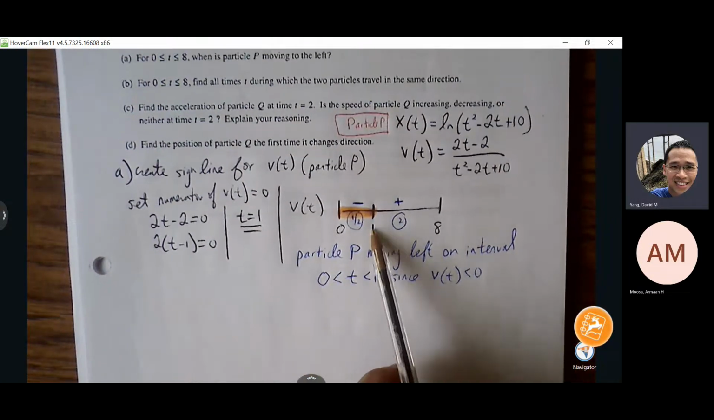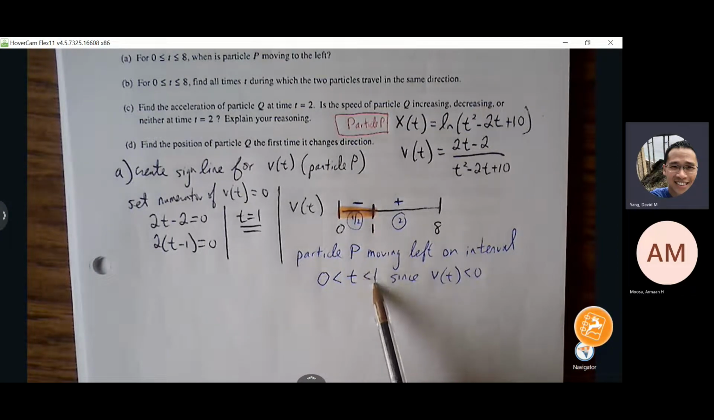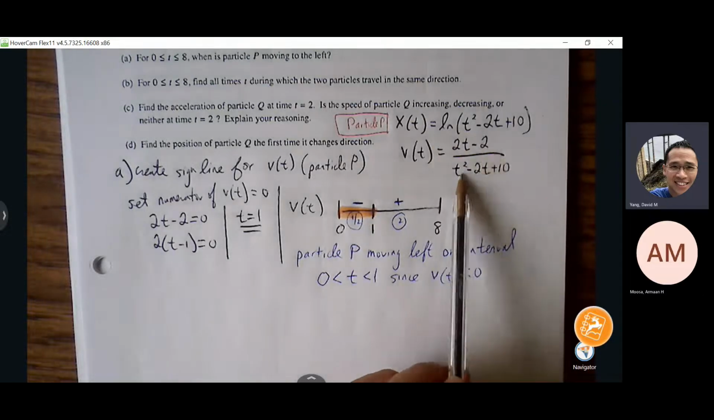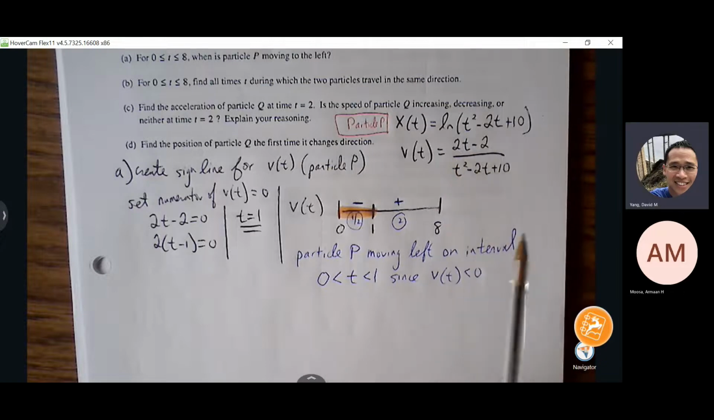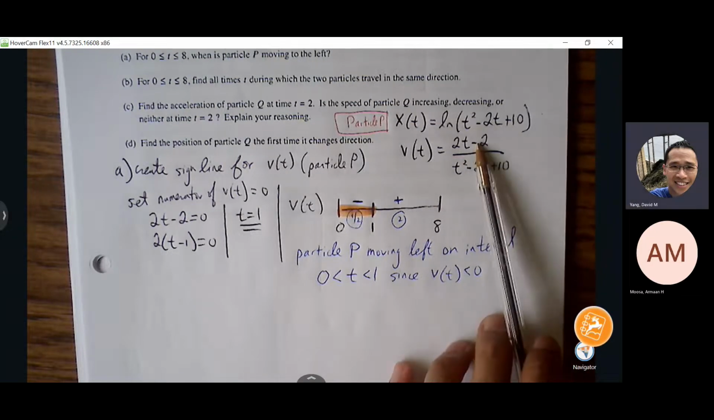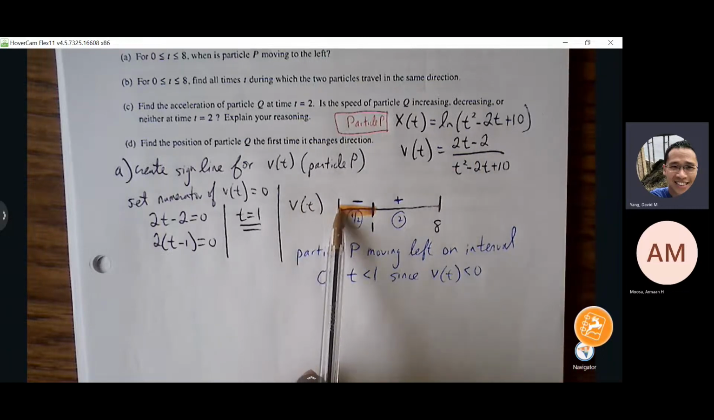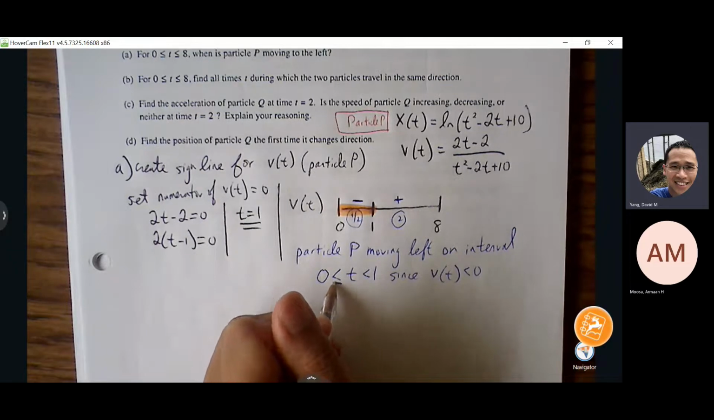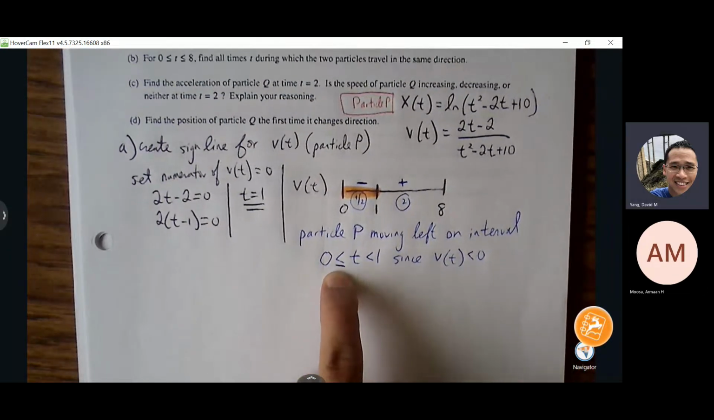Okay, now we know that at 1, the particle is not moving, so it makes sense that we don't include 1 in terms of moving left. But 0 is not a critical point. 0 is a starting point. So we need to test 0 to see whether, because maybe the particle is already moving when the timer starts. If it is, then we may need to include 0 as part of our domain. So let's test it out. If I plug 0 into the velocity function, I get 0 minus 2, which is negative. 0 minus 0 plus 10. Okay, that's positive. Negative over positive is negative. So that means this particle is already moving at 0. So we need to include 0 as part of our domain for the particle moving left. Very subtle thing, but we need to include that as part of our answer.